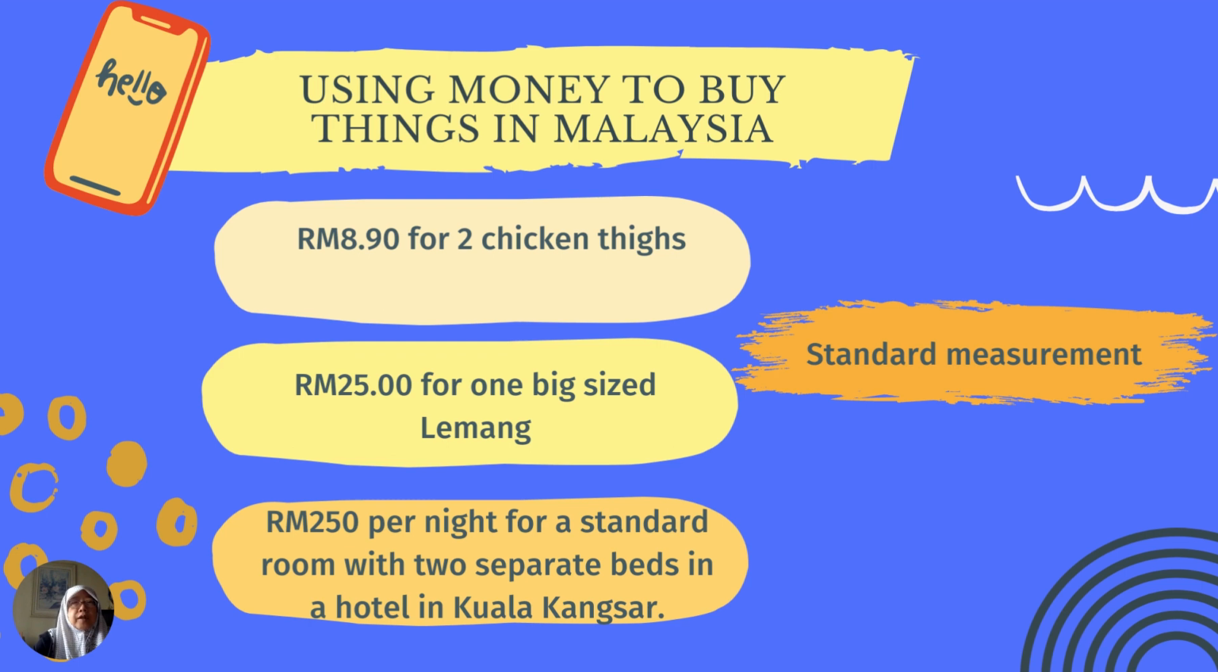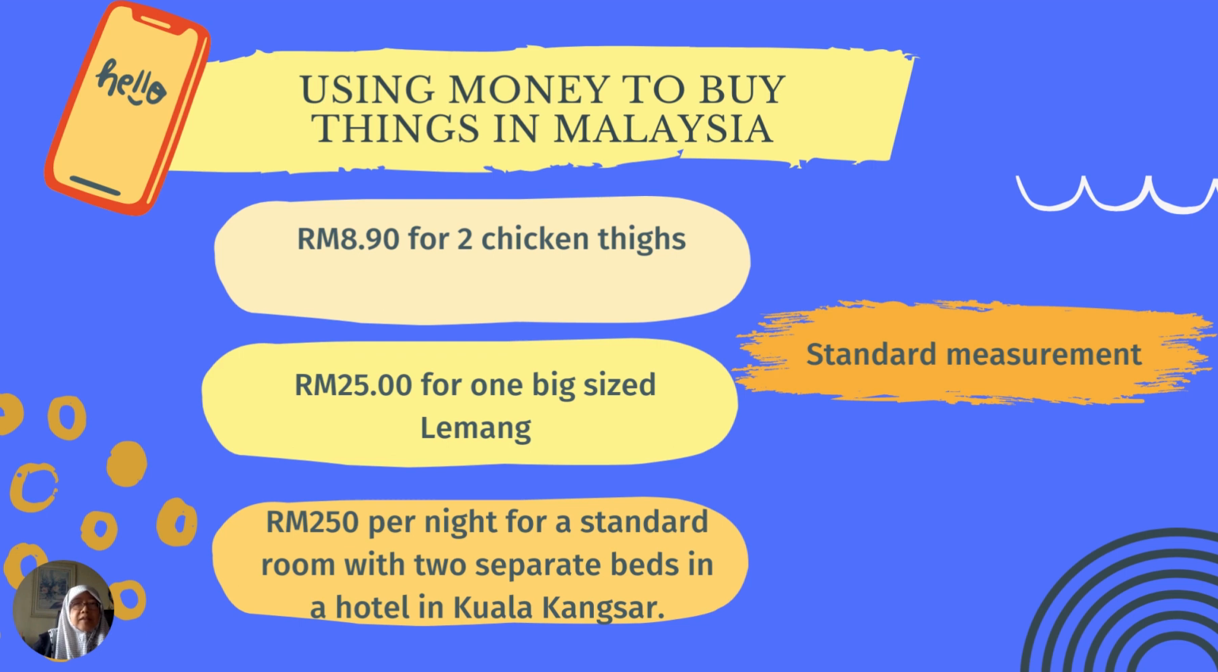Okay. So, for example, if you want to buy 2 chicken thighs, it will cost you 8 ringgit and 90 cents. If you want to buy one big-sized lemang, right now because it's Hari Raya, it will cost you RM25. Okay, so 25 ringgit. Yes, this is real. That's the actual price for one lemang, a big one.